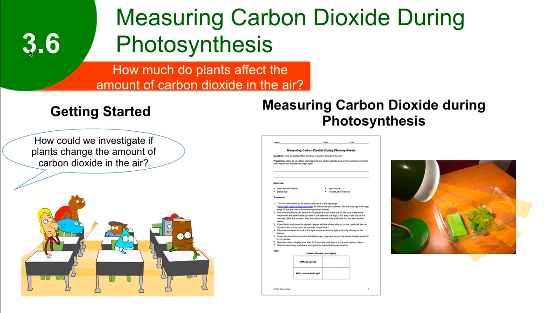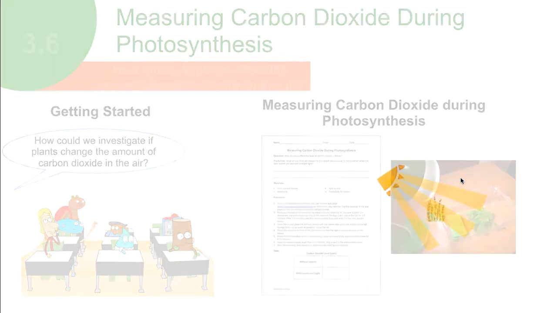In Lesson 3.6, students discuss their model of photosynthesis and make predictions about whether plants change the amount of carbon dioxide in the air. And could they measure this? How? We introduce the Pocket Lab Air device that measures CO2. They just need to figure out how to use it to answer their question, how much do plants affect the amount of carbon dioxide in the air? Using the Measuring Carbon Dioxide During Photosynthesis worksheet for guidance, they plan and conduct their investigation.